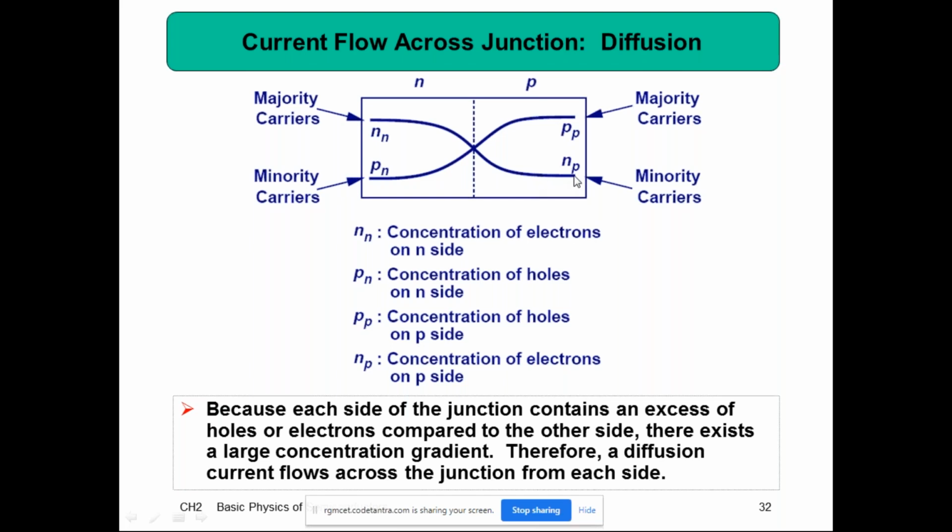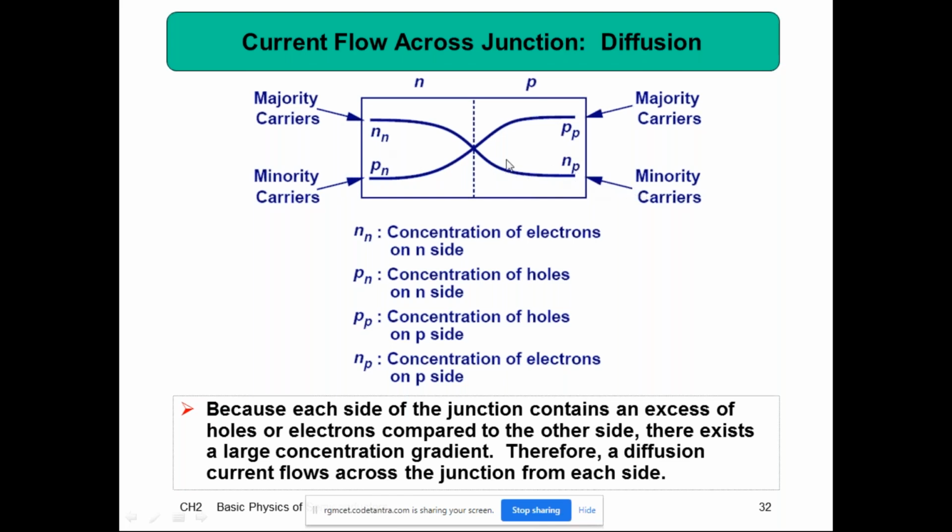Similarly, n suffix p. What is here? The first letter indicates whether it is electron or hole. The second letter, the suffix letter, indicates the type of material, either P type or N type, right? n suffix p: what is the first letter? Number of electrons. Number of electrons where? Here, P-type material. In P-type material, electrons are minority carriers.